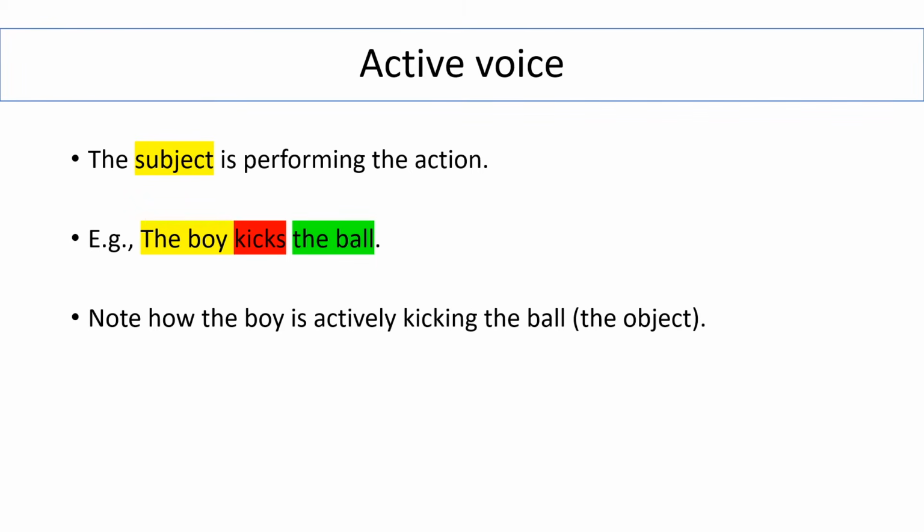Let's look at an example for active voice. Remember, the subject is performing the action. The boy kicks the ball. The boy, our subject, is doing the action of kicking the ball, our object.